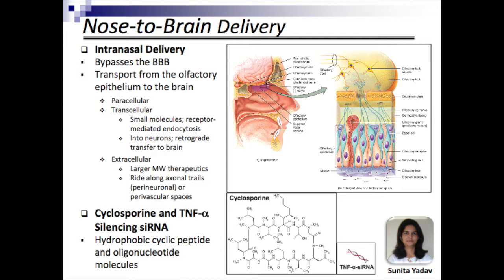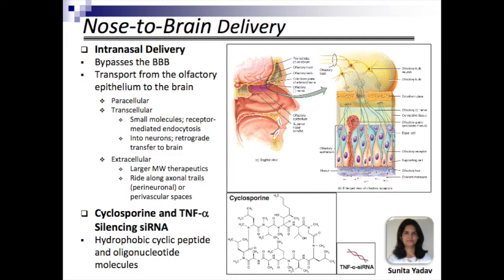But in this approach, I'll talk about our second method, which is to get drugs from the nose to the brain. This work has been done by Sunita Yadav, again, another PhD student in my lab who graduated a year ago. And she was interested in looking at intranasal delivery as a mechanism to get peptides and small interfering RNA into the brain, especially to treat neuroinflammation. And as I mentioned before, in the case of intranasal delivery, it bypasses the blood-brain barrier.